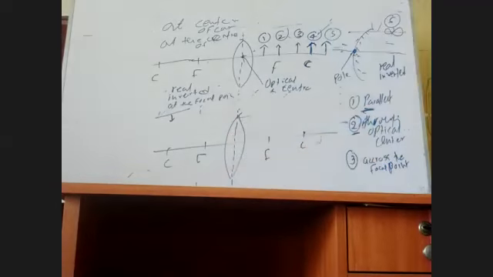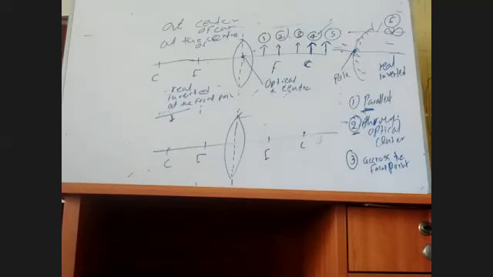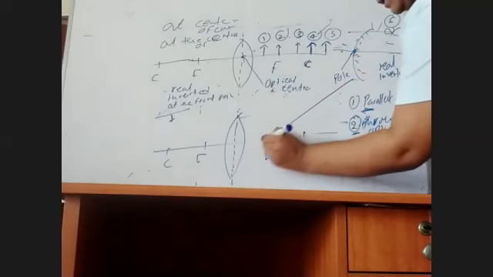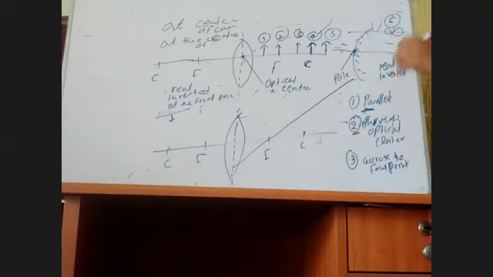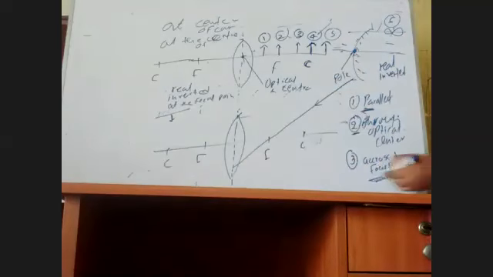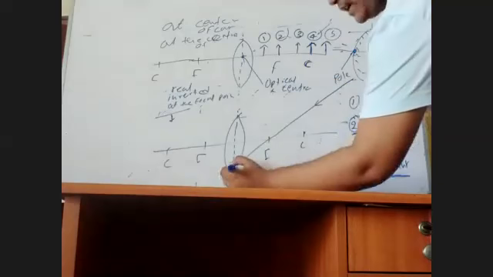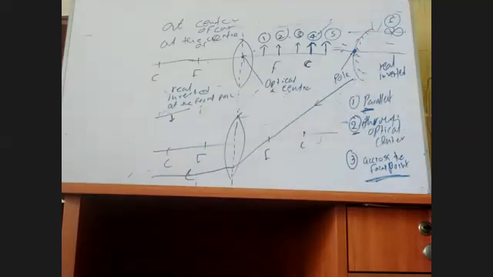Now, what Shalon has drawn is, he has assumed that the image is somewhere like this. That means it is at infinity. So he has drawn a ray coming from infinity, passing across the focal length, then passing parallel to the principal axis, the first ray.